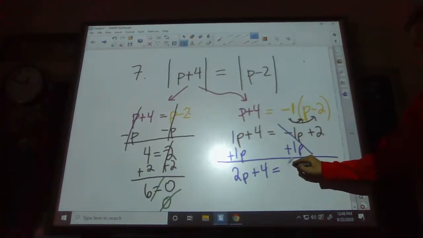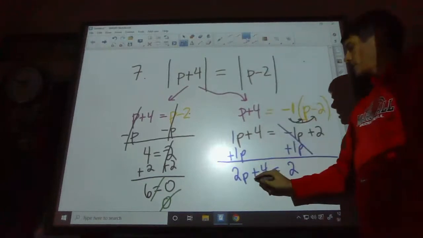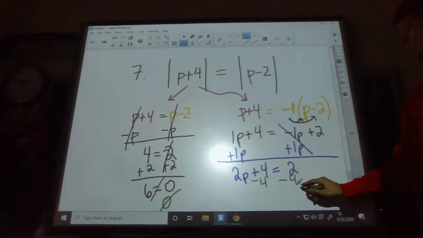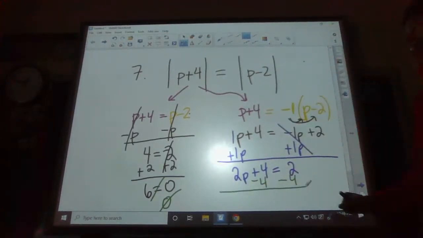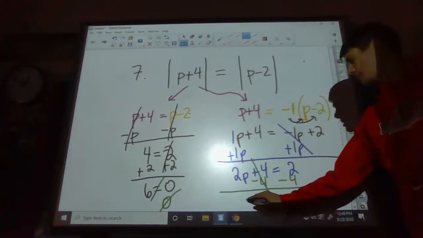0 plus 2 is 0. So on one side, make sure you cancel out with inverse operations, cancel out the variable. On the other side, cancel out the constant, right, the regular number. So +4 and -4 make 0. 2 minus 4 is -2. And then you get this.